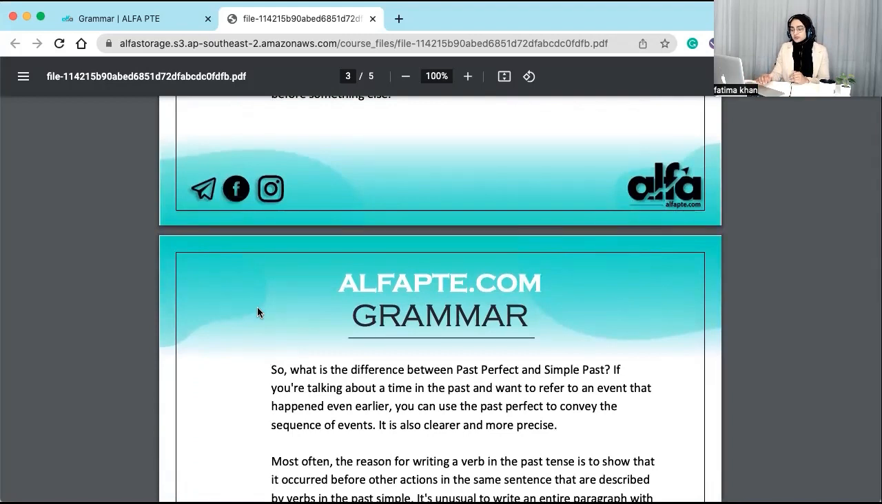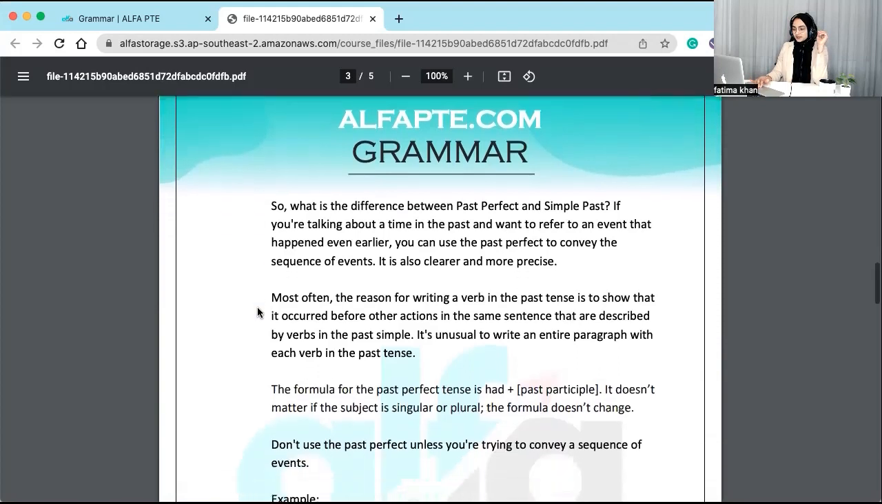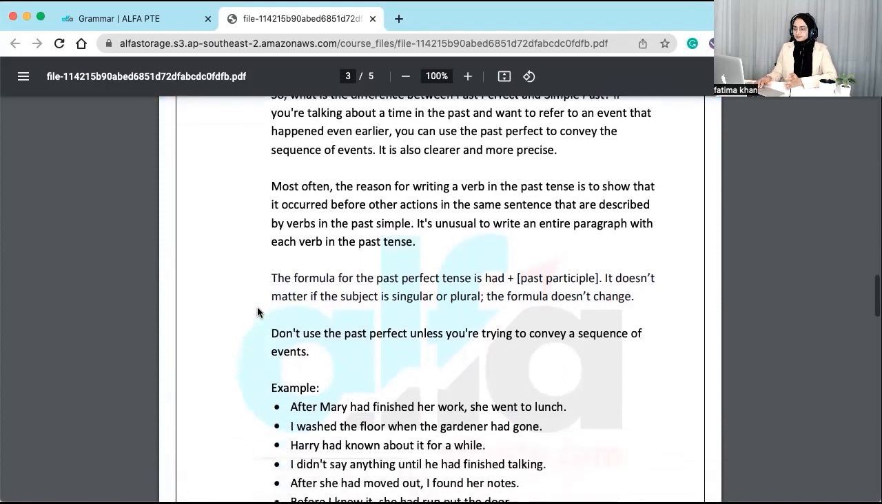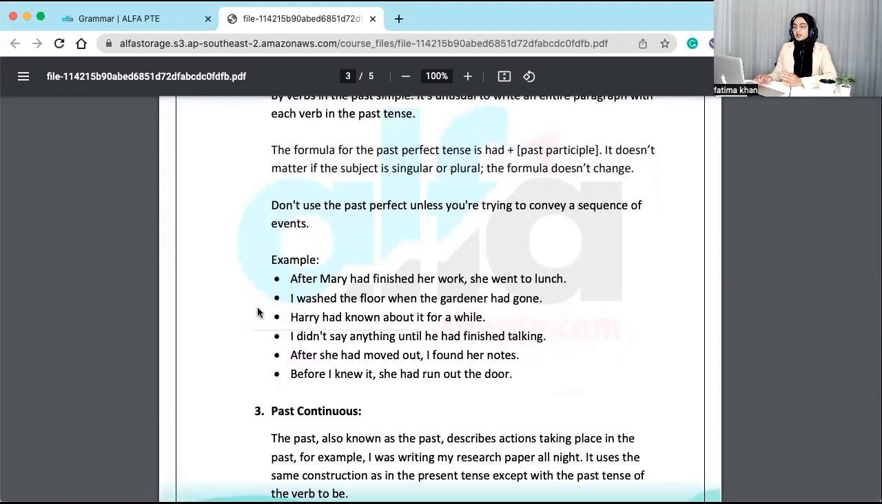What is the difference between past perfect and simple past? If you're talking about a time in the past and want to refer to an event that happened earlier, you can use past perfect. Okay, so it makes things clearer, like this happened first and that happened second. Most often, the reason for writing a verb in past tense is to show that this already took place. Now the formula for past perfect tense is had plus the past participle, like ed. It doesn't matter if the subject is singular or plural, the formula will not change.